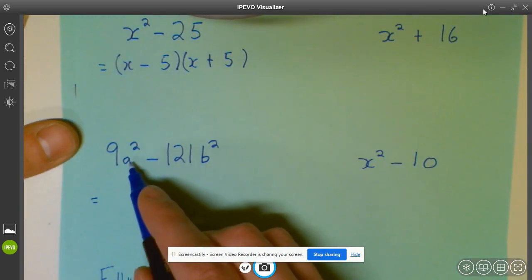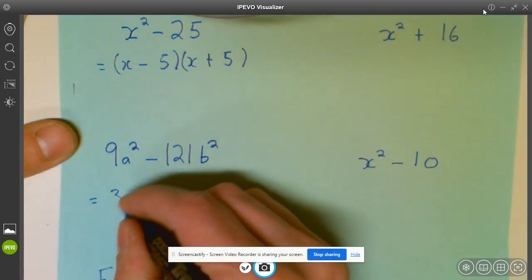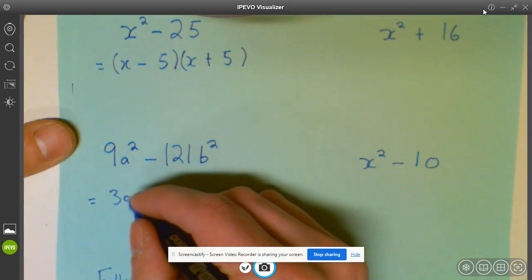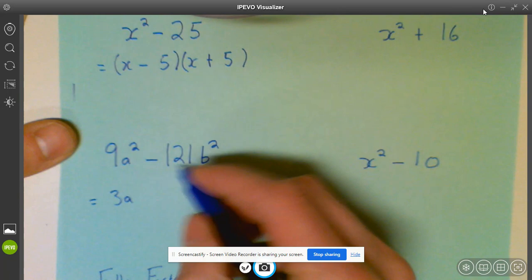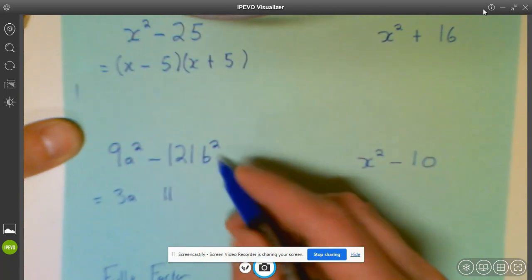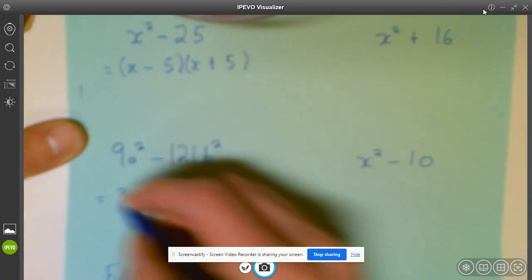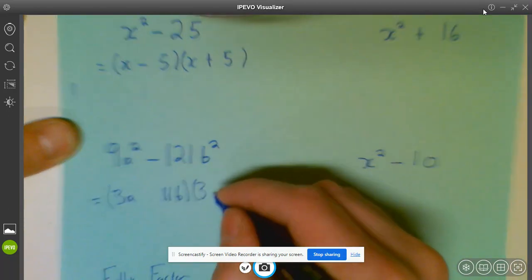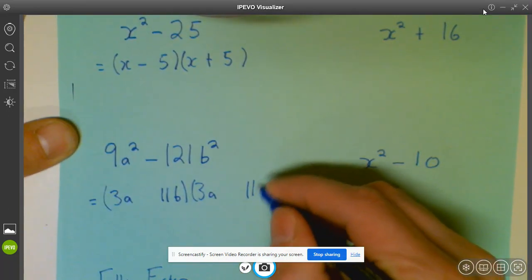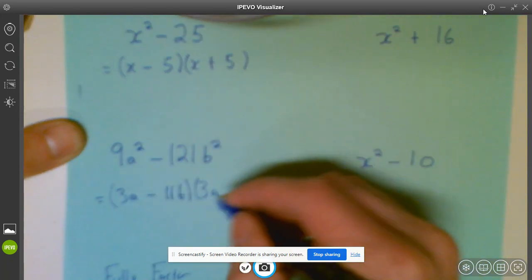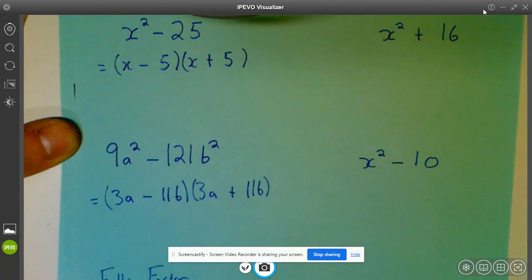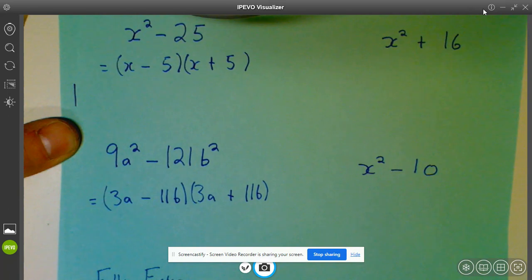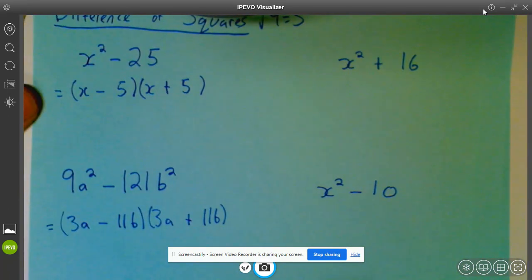Again, you have to notice the perfect square. The square root of 9 is 3. The square root of a squared is a. The square root of 121 is 11. The square root of b squared is b. So always have your eyes peeled to look for perfect squares. I'm going to have the same thing in both brackets. One's going to be a minus, one's going to be a plus. And I'm done.